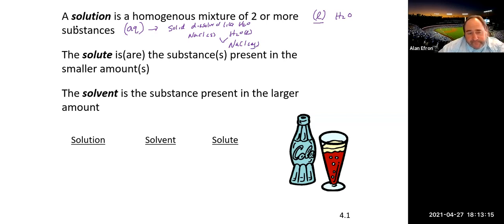And a solution is made up of 2 parts. One part is the solute, and the solute is the smaller part of the solution. It's usually the thing that you dissolve in the larger part of the solution, which is the solvent.